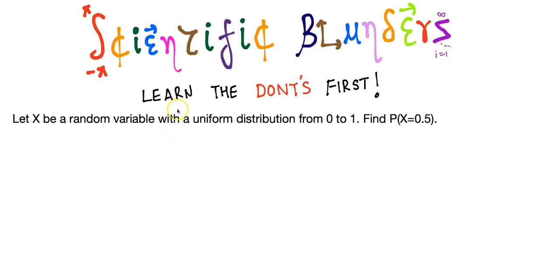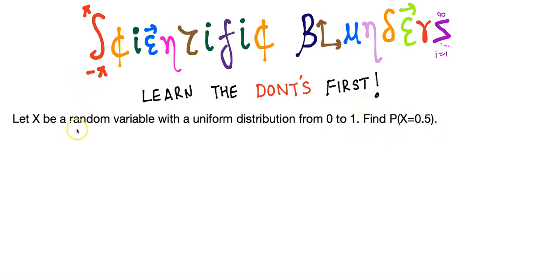So today we'll be continuing our series on probability, and here's the problem we have. Let x be a random variable with a uniform distribution from 0 to 1. Find the probability that x takes the value 0.5.